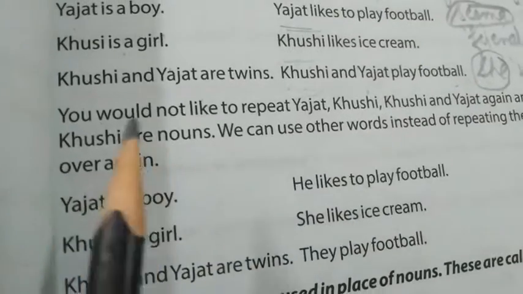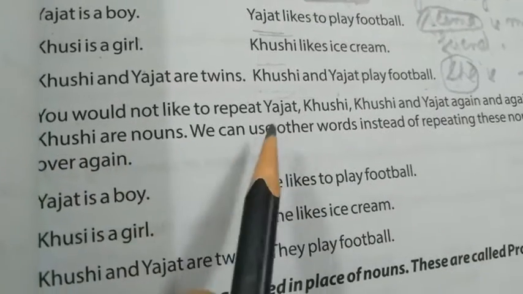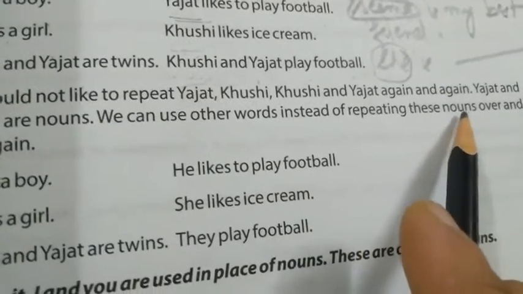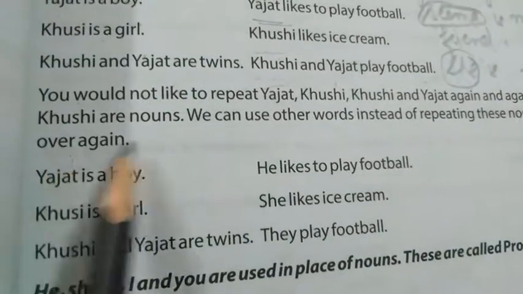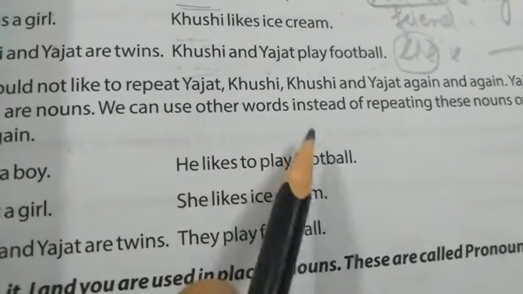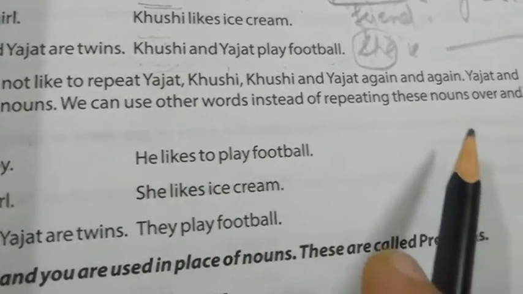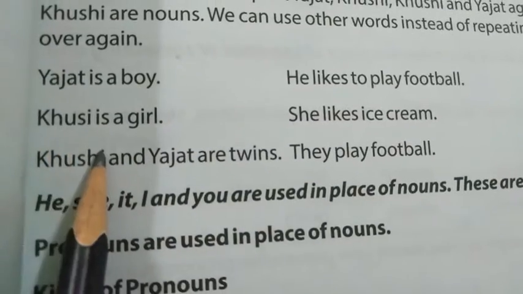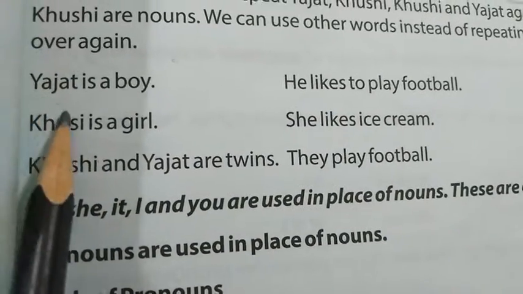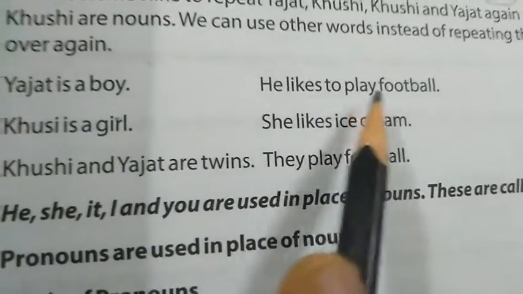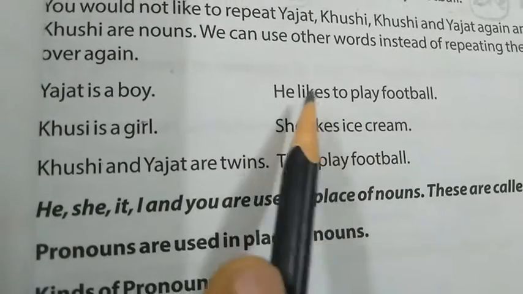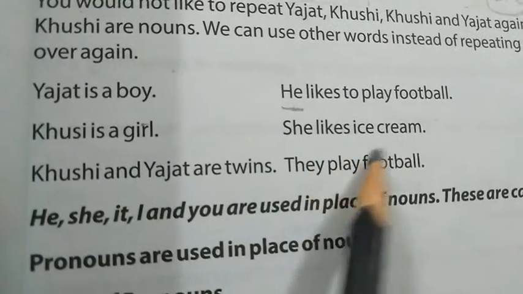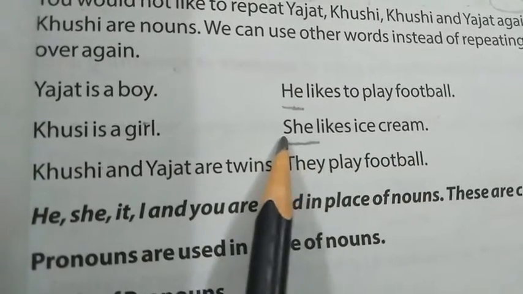Okay, now let's read here. You would not like to repeat Yajat, Khushi and Yajat again and again. Okay, Yajat and Khushi are nouns. We can use other words instead of repeating these nouns over and over again. Now let's read this. It will be more clear now. Yajat is a boy. He likes to play football. Okay, so we have used he for Yajat. Khushi is a girl. She likes ice cream. So we have used she.